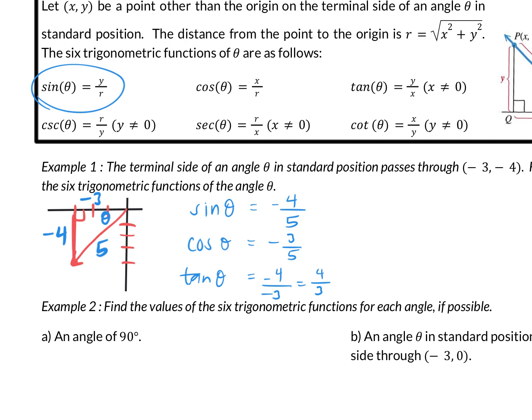How did you get the 5 again? So I found the 5 by just doing the Pythagorean theorem. So 3 squared plus 4 squared is equal to what squared? Yep. Good question.